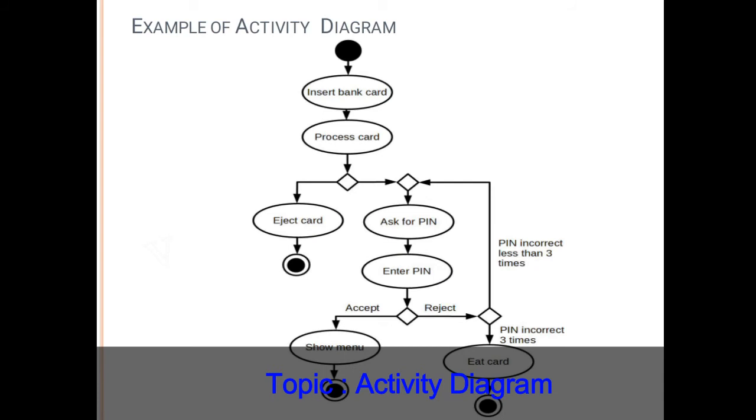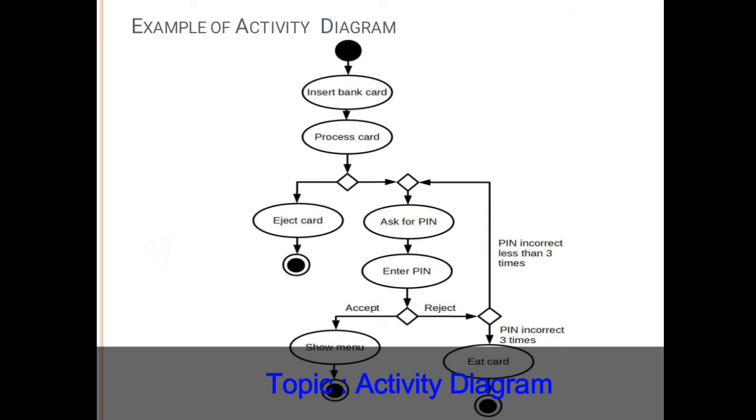Next, this symbol is a diamond symbol, and as we know, this symbol is used for a decision. So here, if our process card is valid, then ask for pin. If our process card is invalid, then eject card, and here our finally end point says your card is ejected and our task is completed.